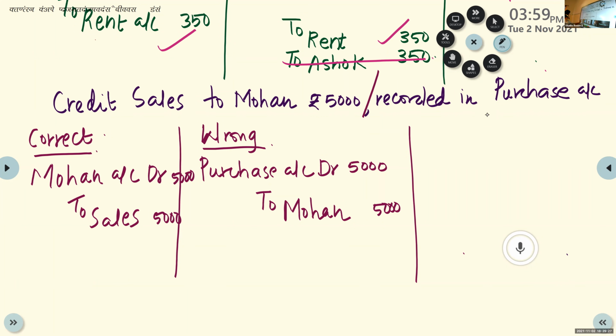Yes, anyone? Tell me the answer. Anybody? Try. Mohan account debtor to sales. That should be the correct entry. And the mistake is purchase account debtor to Mohan.